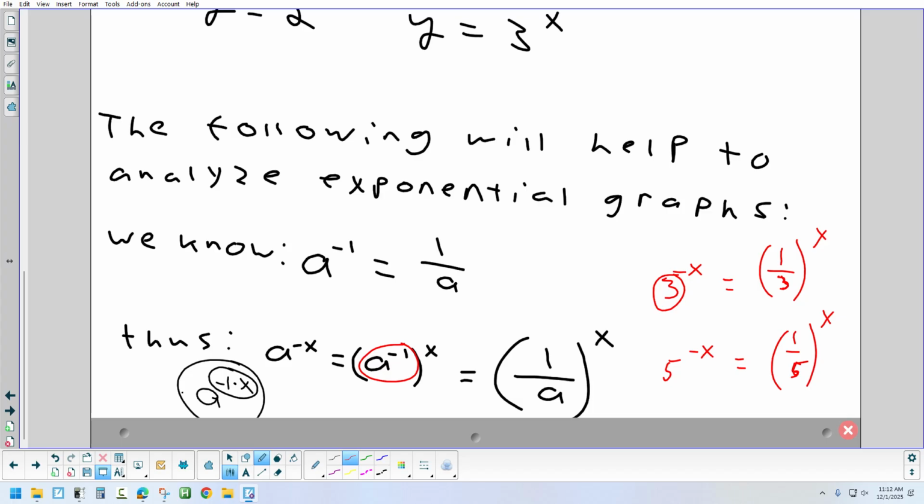Because when the base is smaller than 1, I mentioned this term earlier, decay, you're going to have what's called decay. When the base is bigger than 1, you're going to have growth. All right, so we've got to make sure we know what the base really is.